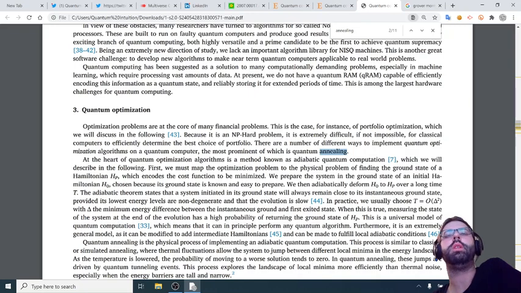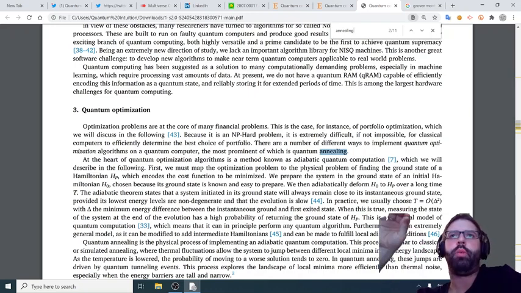Okay, so they mention it's the most prominent one. At the heart of the quantum optimization algorithm is a method known as adiabatic quantum computation, which we will describe in the following. First, we must map the optimization problem to the physical problem of finding the ground state of a Hamiltonian, which encodes the cost function to be minimized. We prepare the system in the ground state of an initial Hamiltonian H0 chosen because its ground state is known and easy to prepare, and that's what D-Wave does with the superposition state. We then adiabatically deform H0 to HP over a long time t.